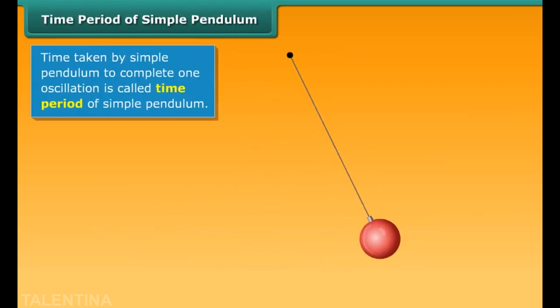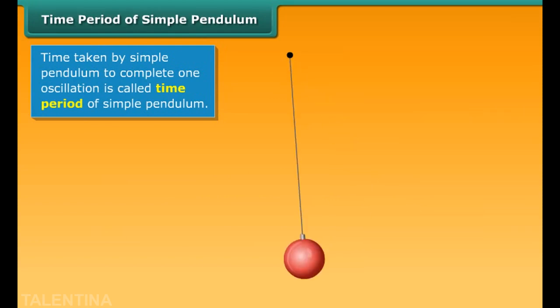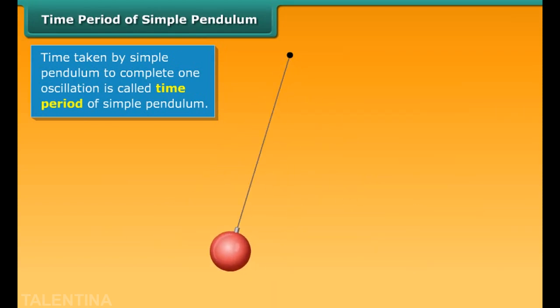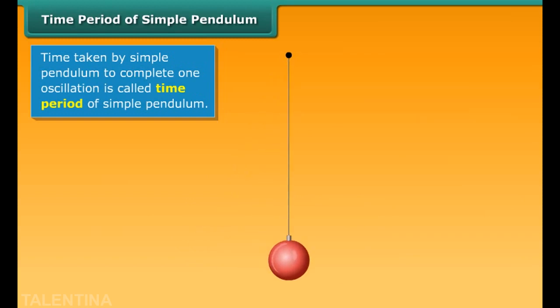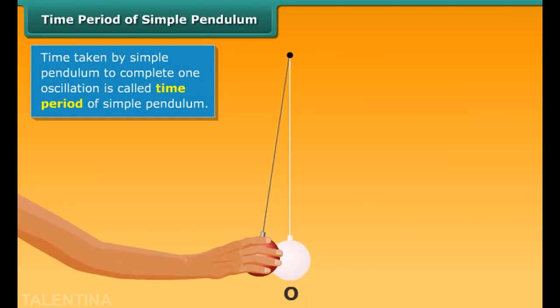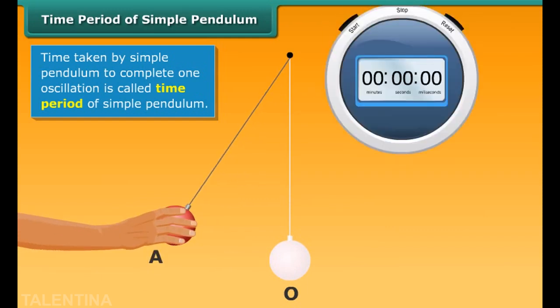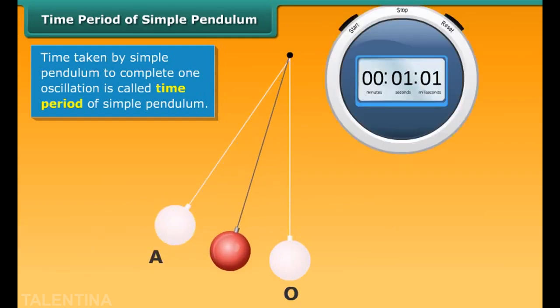The time taken by the pendulum to complete 1 oscillation is called its time period. You can compute it with the help of this simple exercise. Take a simple pendulum. Let it come to rest. Identify the equilibrium position O on the ground below. Now take the bob to one extreme position A and identify it on the ground below.